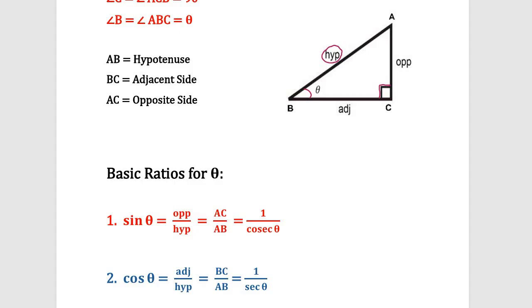Formula number 2, cos theta equals adjacent by hypotenuse. BC is the adjacent side, AB is the hypotenuse, so we have cos theta equals BC by AB. Sec theta is reciprocal to cos theta, so we have cos theta equals 1 by sec theta.